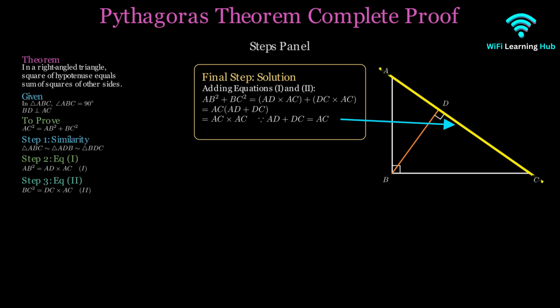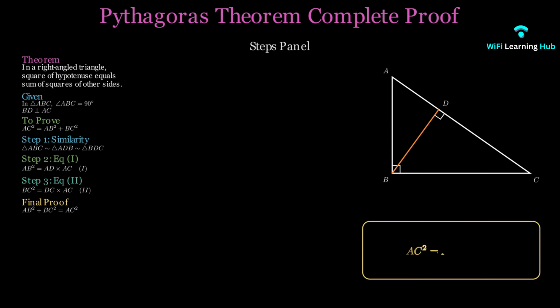See that segment AD plus segment DC merges perfectly to form the entire master line AC. And finally, multiplying side AC by itself simplifies directly into AC squared. The derivation is complete, and we have successfully proven the theorem of Pythagoras.